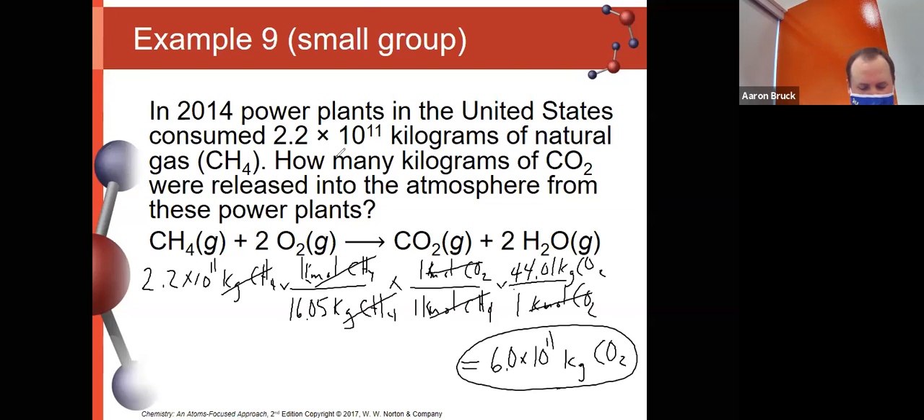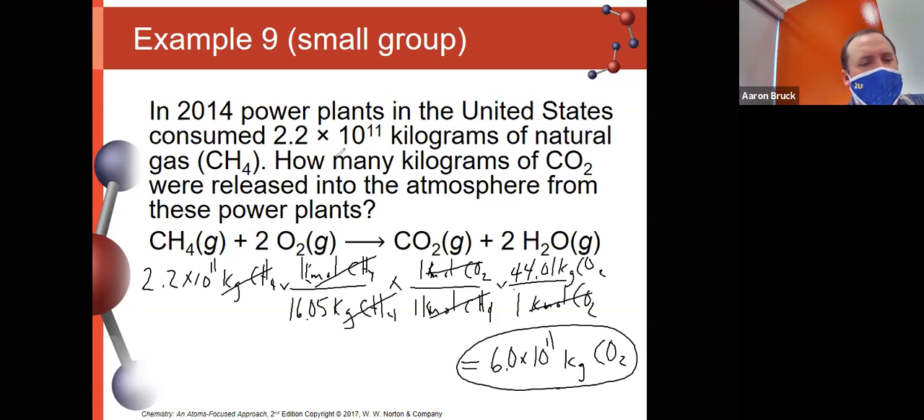All right, it looks like most of you are in the right spot with some sig fig issues maybe, or if you couldn't see the periodic table, it was a little bit hard to get to the molar masses. But the end result here is that you should have gotten something in the neighborhood of 6.0 times 10 to the 11th kilograms.